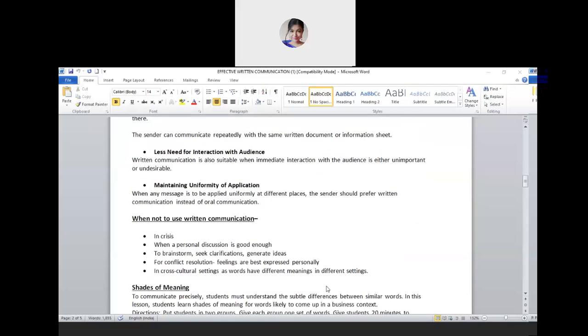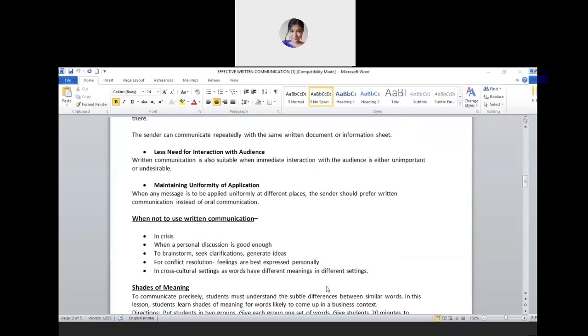To brainstorm, seek clarification, generate ideas, to have a detailed discussion, to seek ideas, to understand one another. In that case, written communication is not going to work. You have to go for oral communication, because you won't be able to brainstorm using the written mode.